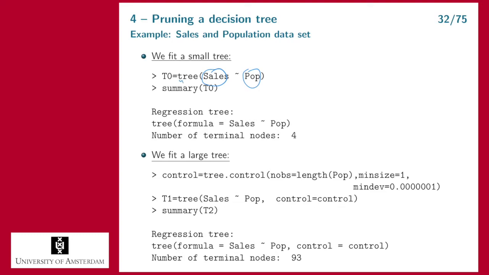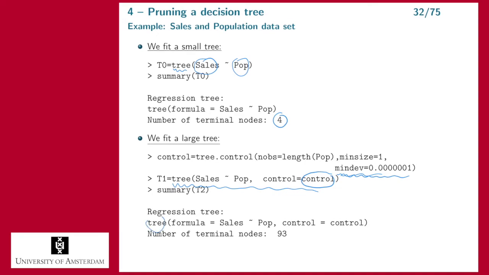And I can fit a tree, and I find a tree with 4 terminal nodes or 4 leaves. It's a relatively small tree. Let's now again fit a tree on the same data set, but now I add this control vector where I say that the minimum deviance that you need to have to continue splitting the nodes is very small. It means that we keep adding nodes to our decision tree. And what we end up with is a tree with now 93 nodes. So now we have 2 trees. T0 is a small tree, T1 is a large tree.